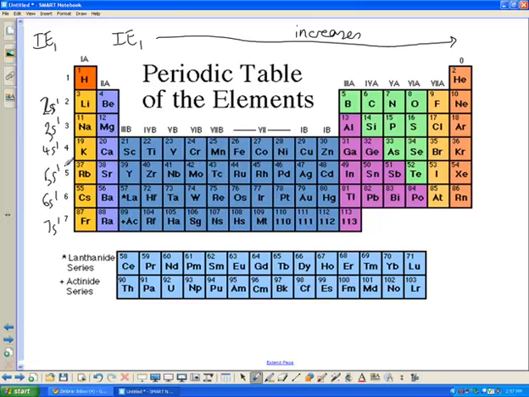easier to remove. So the first ionization energy increases going left to right and decreases going top to bottom. So francium has a much lower ionization energy than, say, sodium, hence it would be a much more vigorous reaction. And we can use this trend to allow us to compare any two elements and see which has the higher or lower ionization energy.